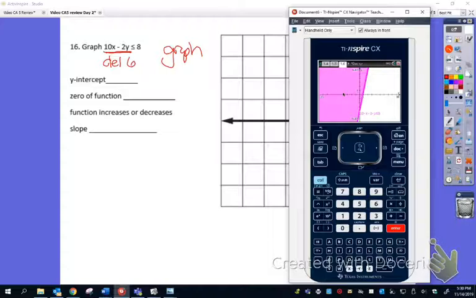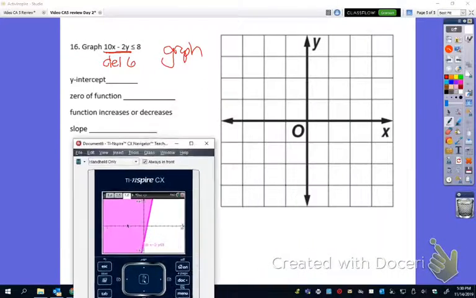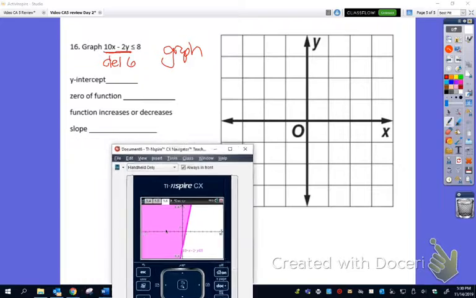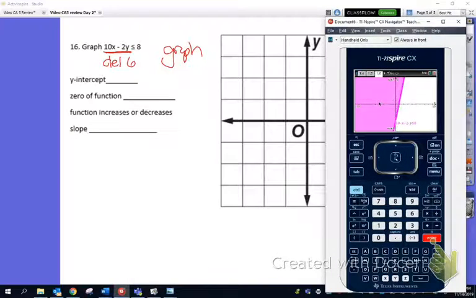Now, this is my graph. I want to put that graph on here. So I want the y-intercept. Okay, so I'm going to put this right here. So menu 5, 1. My y-intercept is at negative 4. So 1, 2, 3, 4. Here's negative 4. So my y-intercept is negative 4. The 0 of function, remember that's where it touches the x. So the 0 is where it touches the x-axis. So that is 0.8. 0 and 8 tenths. Okay?